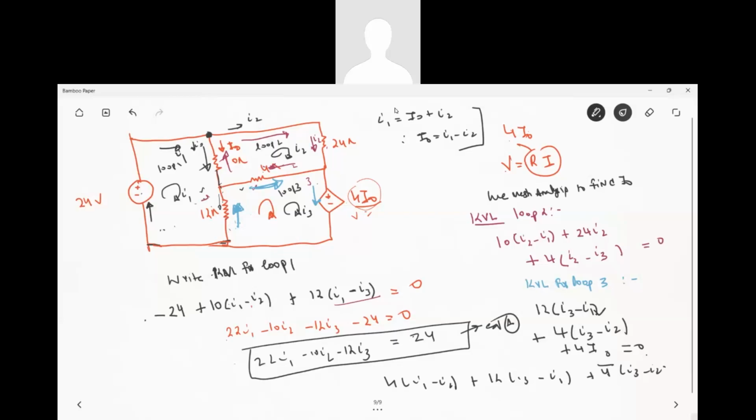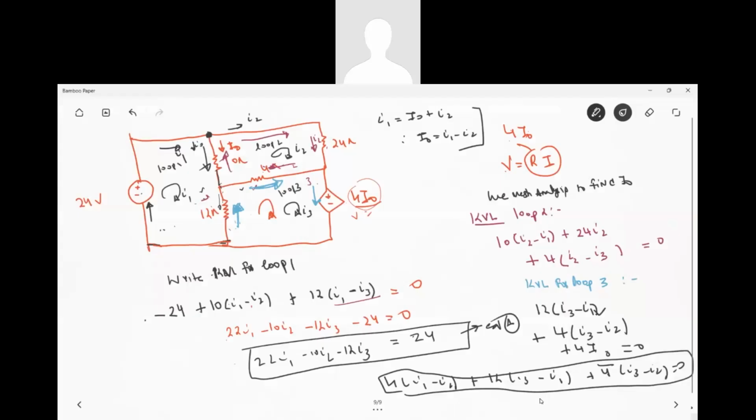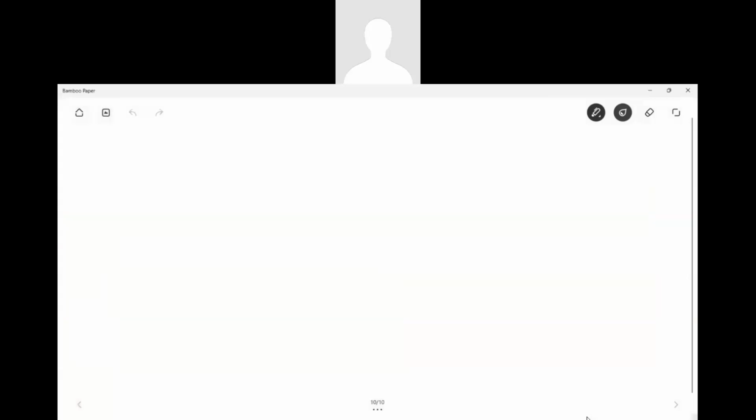This is for loop 3, I just substituted this value. So once I substitute this value, I have these values. I just open it up. Opening is not an issue, right? Getting three equations is 10th standard maths.